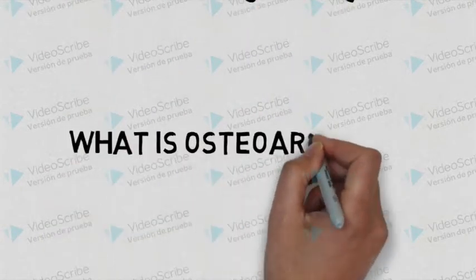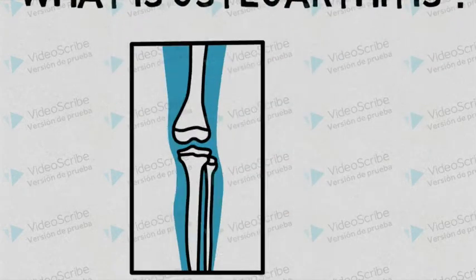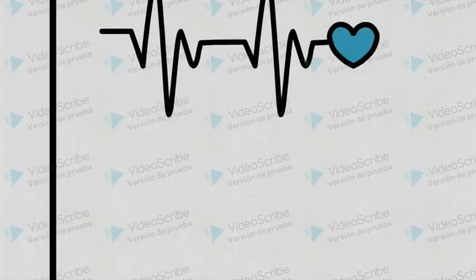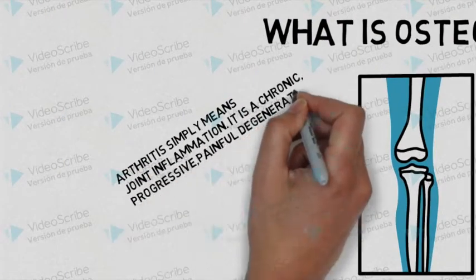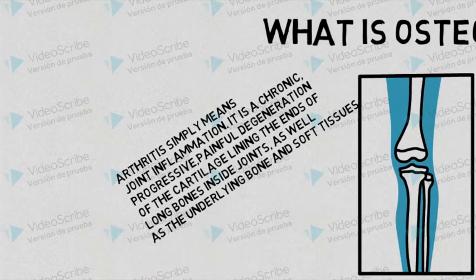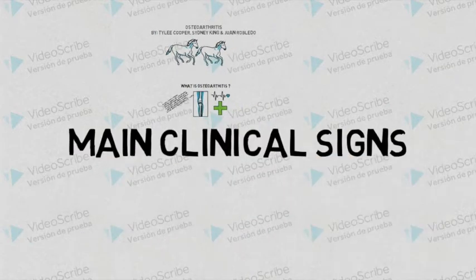What is osteoarthritis? Arthritis simply means joint inflammation. In horses, several types of arthritis can occur, with causes ranging from infection to age and years of athletic use. It is a chronic, progressive, painful degeneration of the cartilage lining the end of the long bones inside the joints.